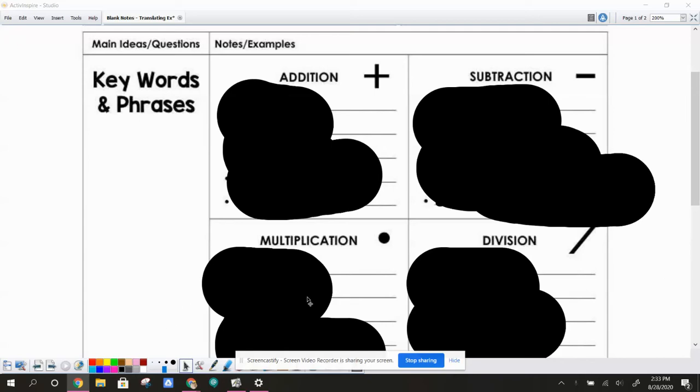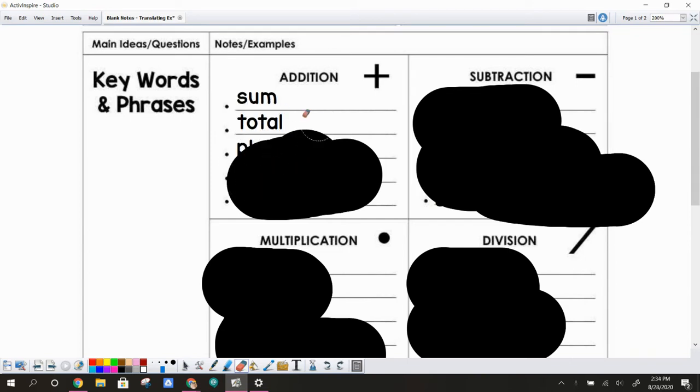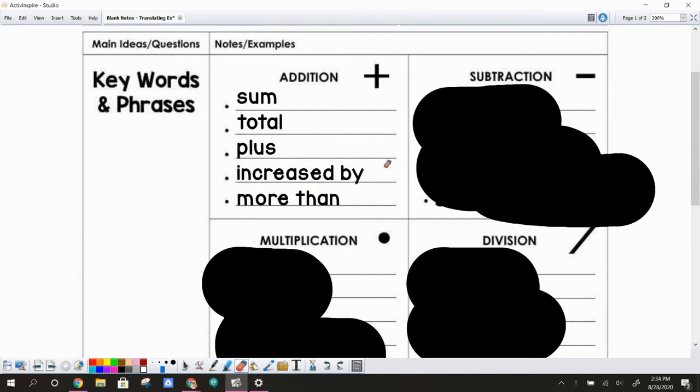All right, so today we're talking about translating expressions, equations, and inequalities. There are some keywords and phrases that you need to know in order to do this properly. We're going to focus on addition words first, and then subtraction, multiplication, and division. Some key phrases that you need to know: if it's talking about addition, you're going to see the words sum, total, plus, increase by, more than.